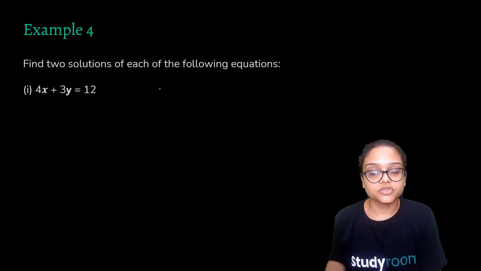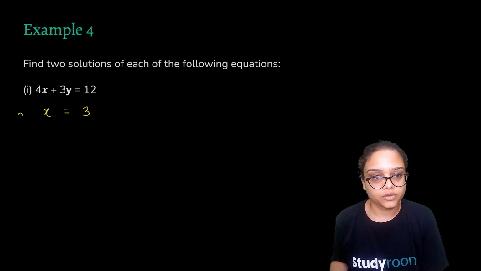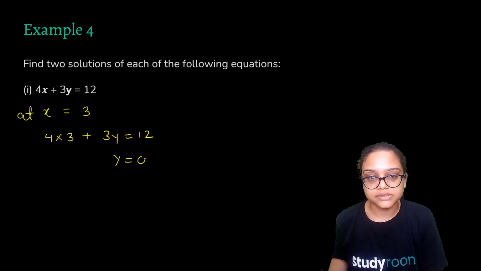Find 2 solutions for each of the following equations. In a similar fashion, we would use x equals 3, suppose. I'm just doing it. So 4 into 3 plus 3y equals 12. So 4 times 3 is 12, so y equals 0. So the point would be 3, 0, one ordered pair.